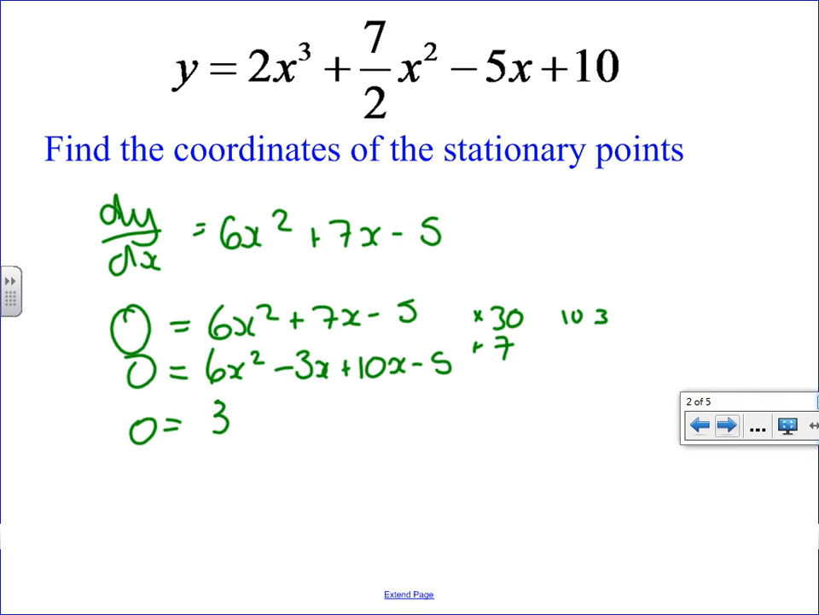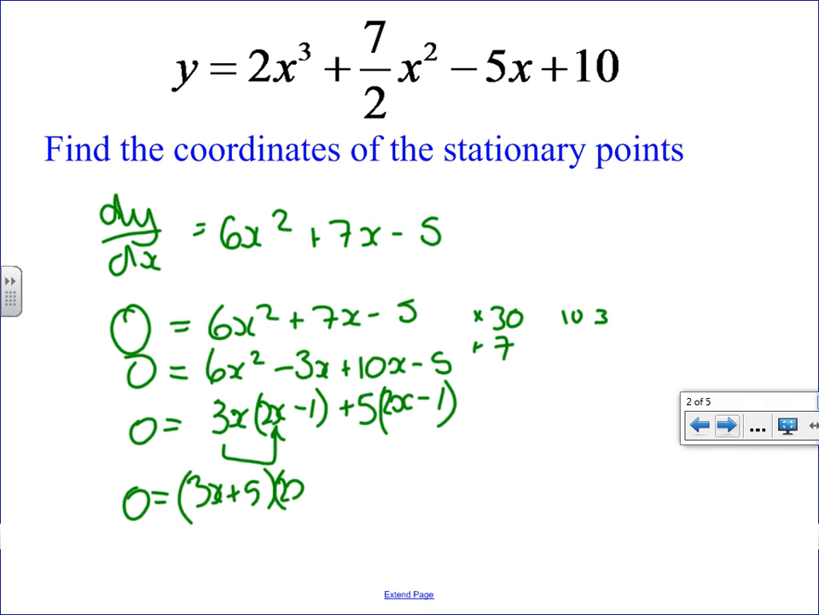So that is 3x, and we've got x minus 1. No, that's wrong. That one is, we pull out 5, so we've got 2x minus 1. That's better. So then our two factors are 3x plus 5 and 2x minus 1. We'll just shout over the drilling. So x is minus 5 over 3 and x is a half.